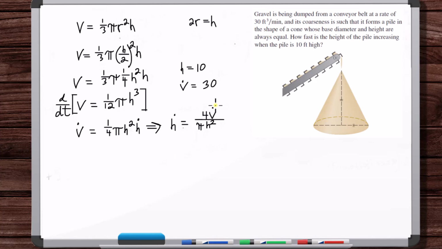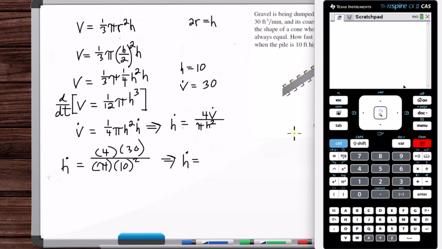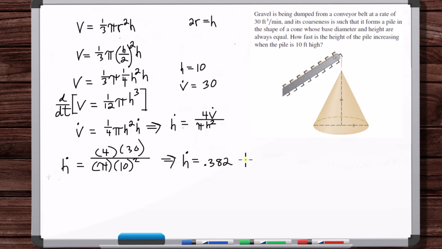So positive 30. Okay, so h dot then is 4 times 30 over pi 10 squared, which is 0.382, and the units are going to be feet per minute. So that's the answer.